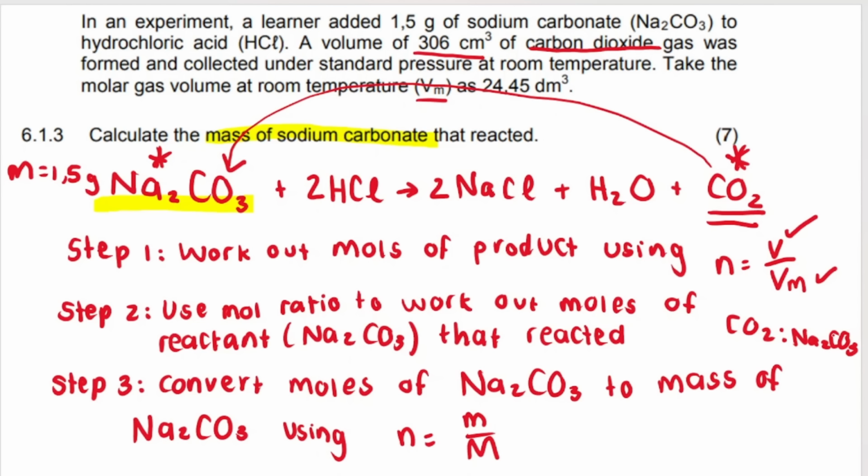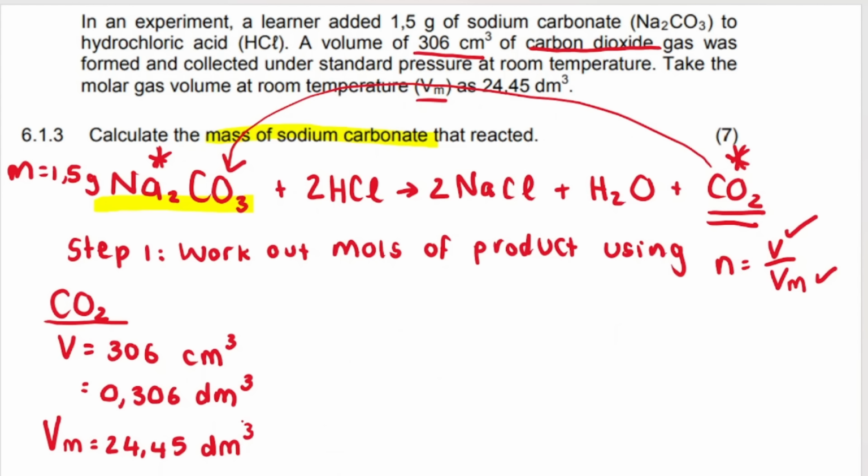And we can convert those moles that we get from the mole ratio to mass using n is equal to m over M. So let's carry out these steps. Now what I've done is I've converted my volume of carbon dioxide gas that was collected, that is the volume that was formed or produced at room temperature.